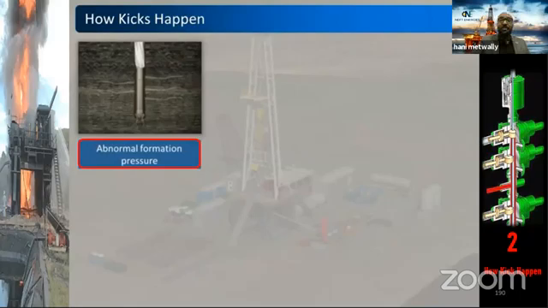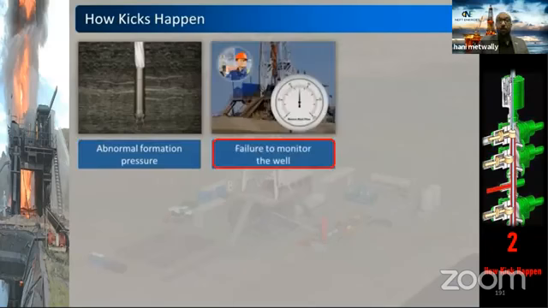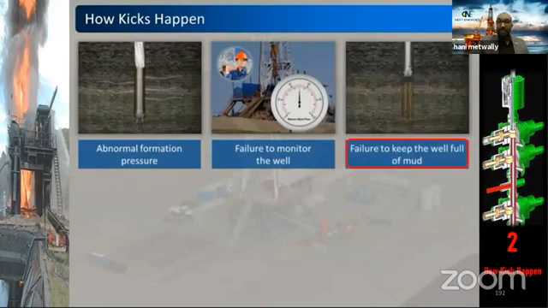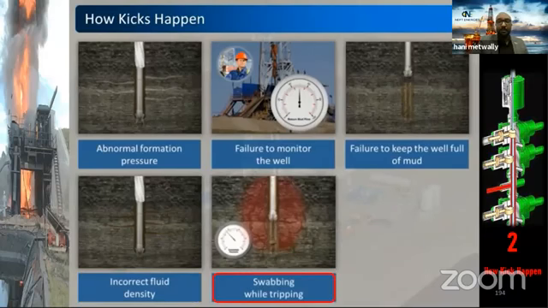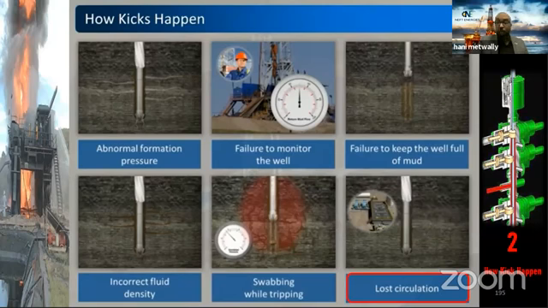So what are the main reasons that you will be underbalanced? First one, we have abnormal formation pressure, failure to monitor the well, failure to keep the well full of mud. It can be we use incorrect fluid density. We have swabbing while tripping, or we have loss of circulation. So let's start one by one.